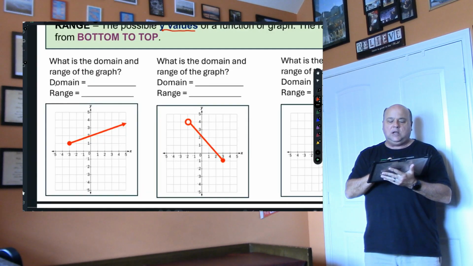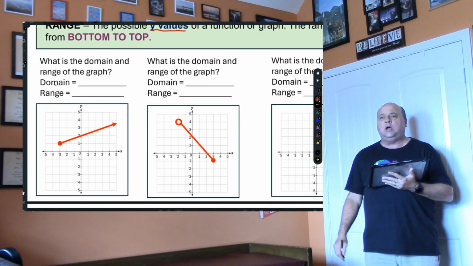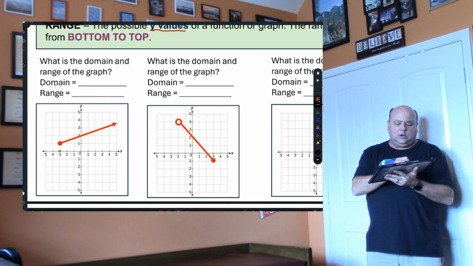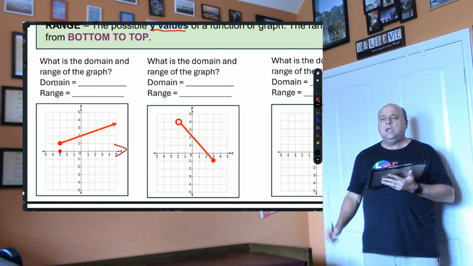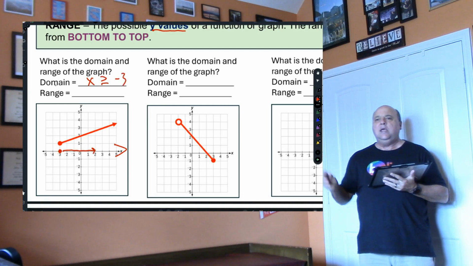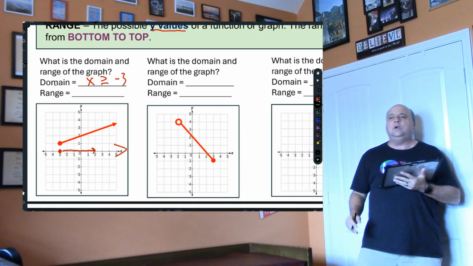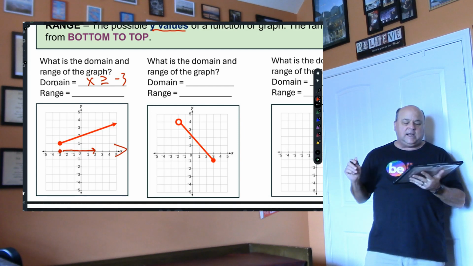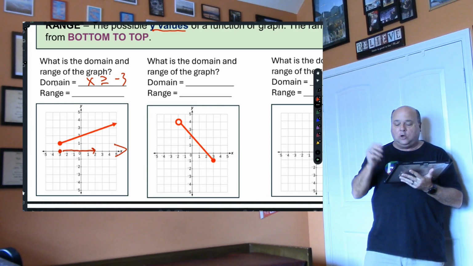So let's zoom in and we're going to do these domain and range problems. Okay, for the domain, we're going to start at the x. So go down here. We have a closed dot and then an arrow tip in it. So our domain is going to be all of the x's that are greater than or equal to -3. Anything to the right of -3 works. All of the x's that are greater than or equal to -3 is our domain.